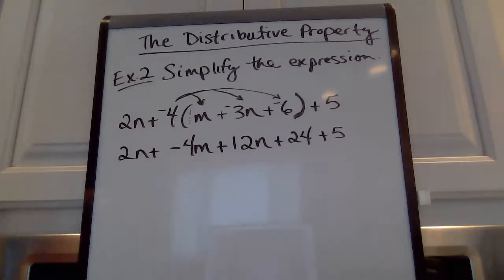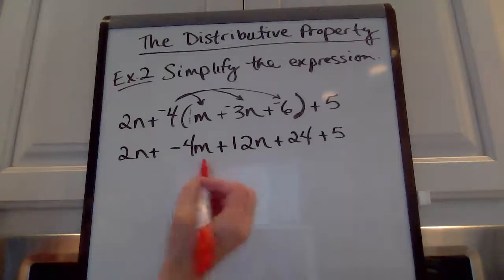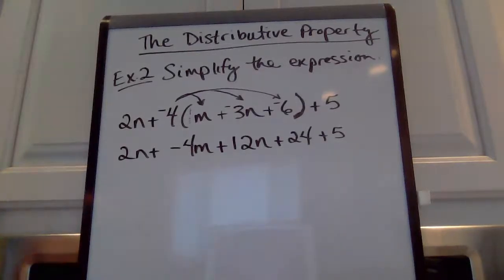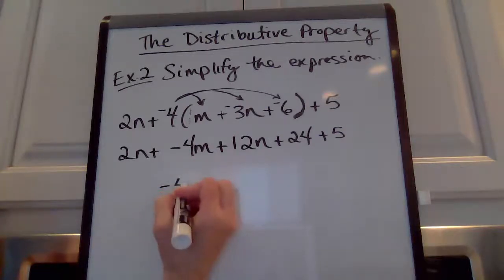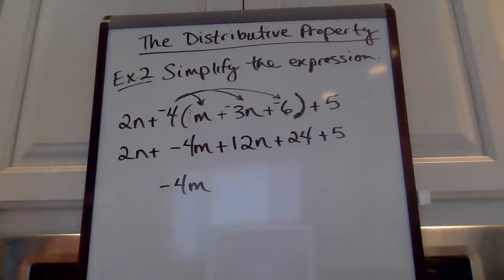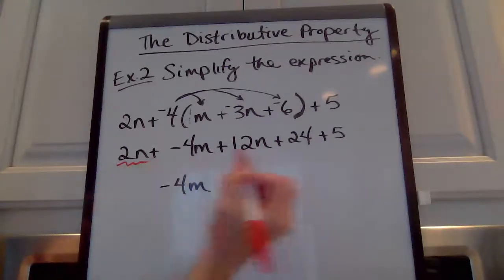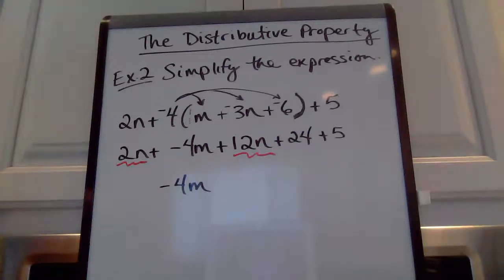Now we need to look for like terms. So I like to go in alphabetical order. M comes before n, so we just have one term that's a -4m. There's no other m's to combine it with, so that comes down first. Then we can add the n's. We have 2n and 12n, which gives us 14n.